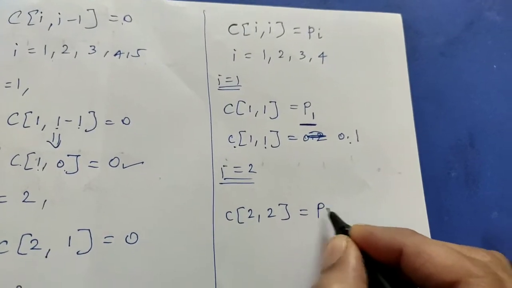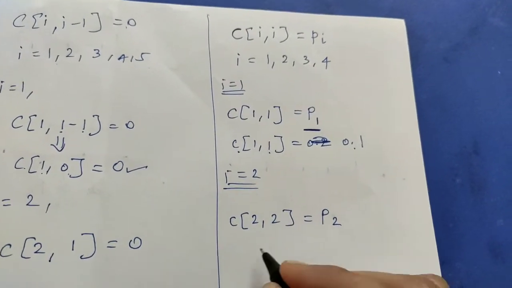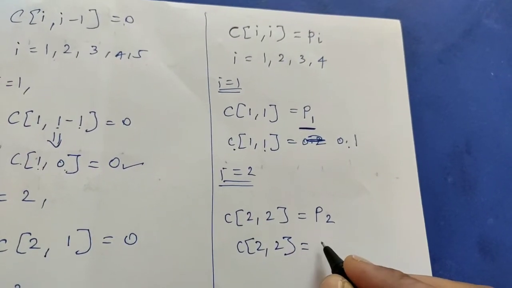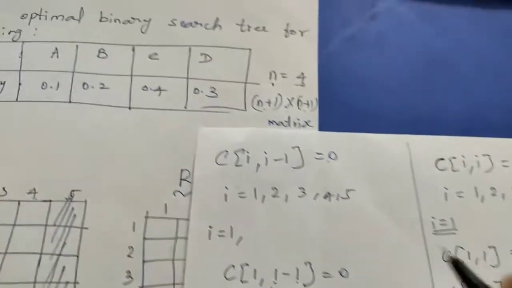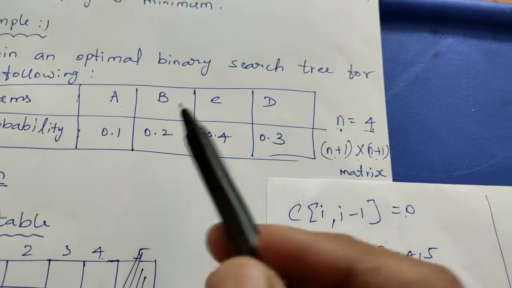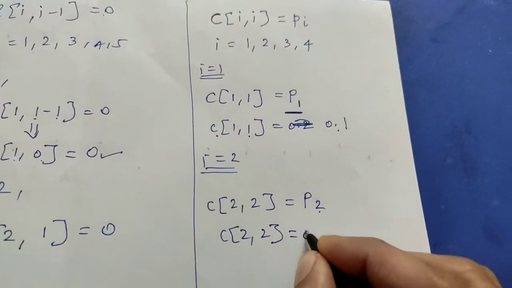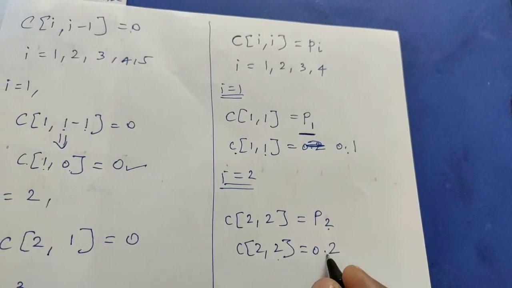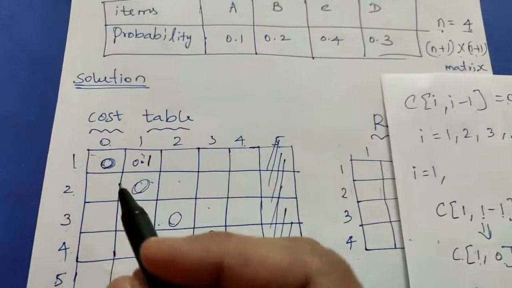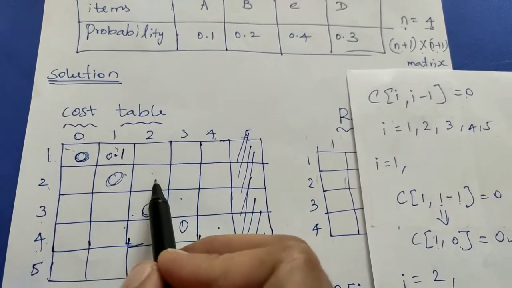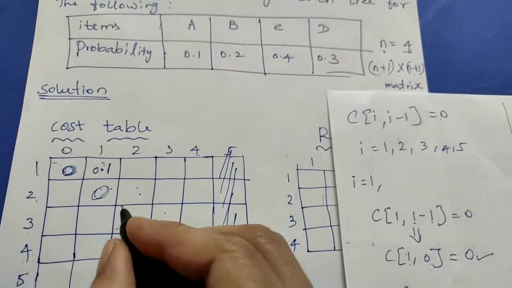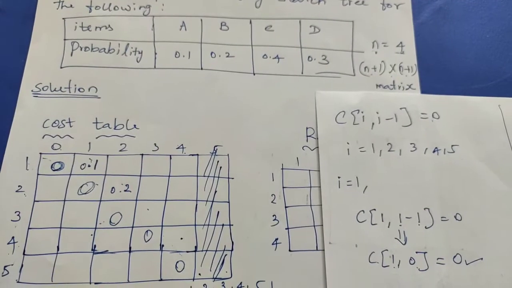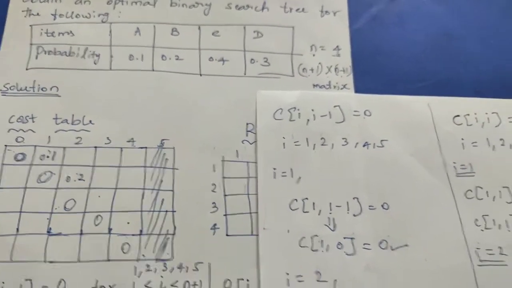Pi means I will be writing it as P2. So cost of 2 comma 2 should be assigned with the probability of the second item. What is the probability of the second item? 0.2. So consider it as 0.2. Go to your cost table. In this location, fill this value 0.2. So in the cost table, 2 comma 2 should be filled with 0.2. That is the second item's probability.